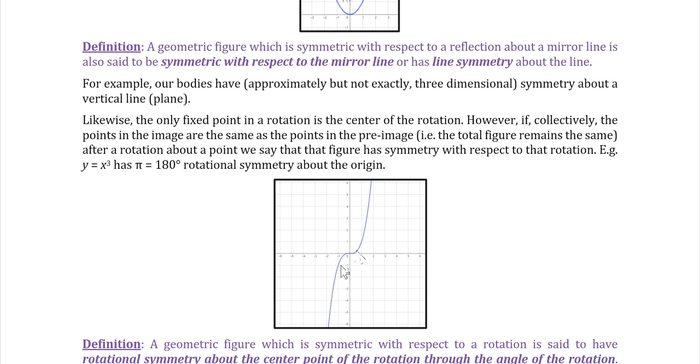For example, y equals x cubed has 180 degree, or pi, rotational symmetry about the origin. If you take this graph and rotate it about the origin, pi radians or 180 degrees, a half circle rotation, the points in the first quadrant land on exactly the points in the third quadrant, and the third quadrant points land exactly on the points in the first quadrant. The only point that's individually fixed is the origin again, but collectively the points stay the same, so that has symmetry with respect to that transformation, that is, rotational symmetry of 180 degrees about the origin.